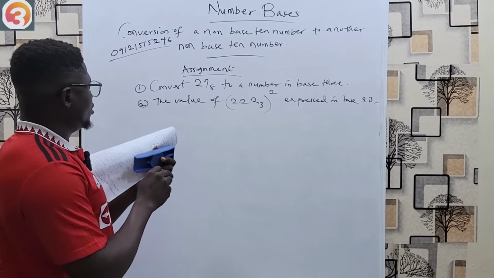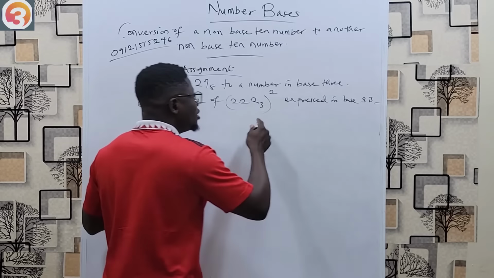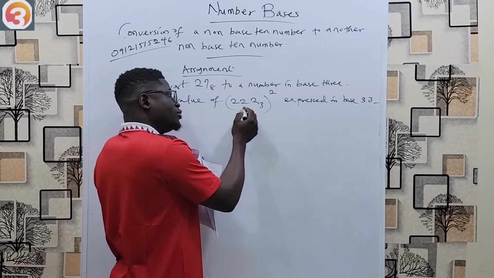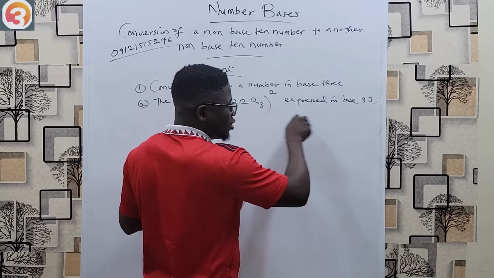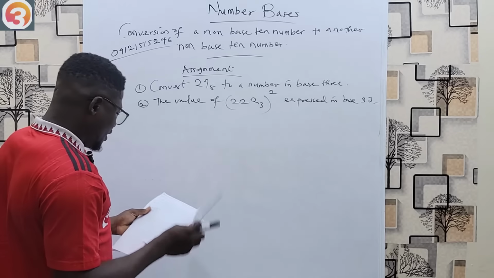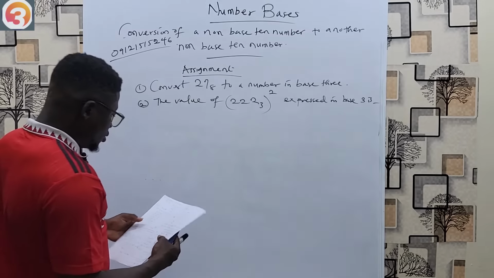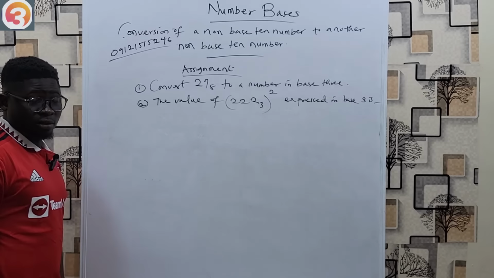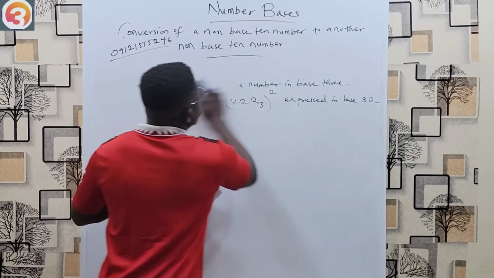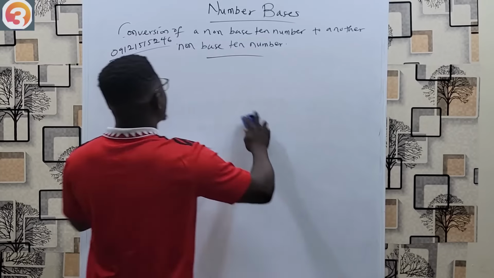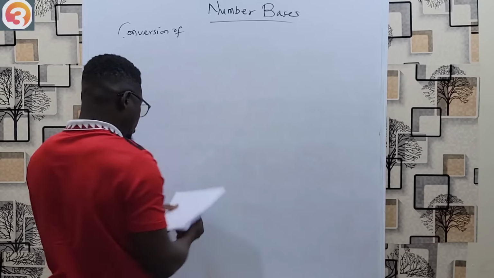I think that question is very clear. As the value of 222 base 3 all squared expressed in base 3, that means they want the result to be in base 3. So the first thing you do, convert 222 base 3 to base 10. What you get, find the square of it, and then express the result in base 3. It's very easy. I've already solved the question for you. Now, just take those two questions to test yourself. They are JAMB past questions, so you have to make sure you are accurate. If you do not get the question, please try and take the video back to get the question.